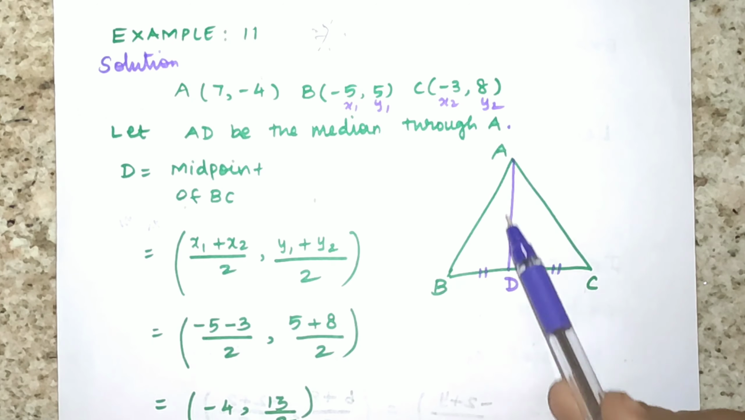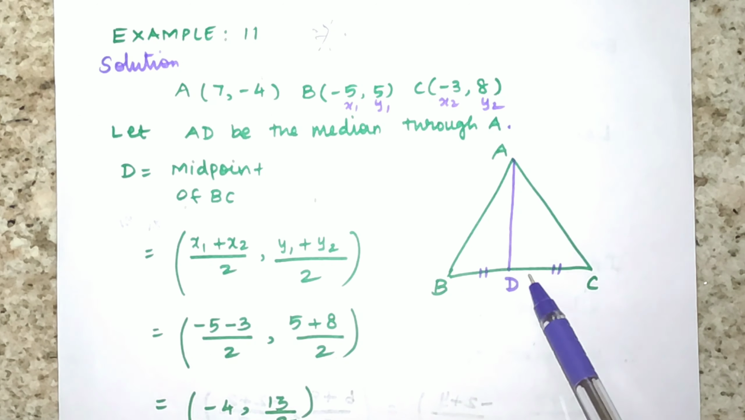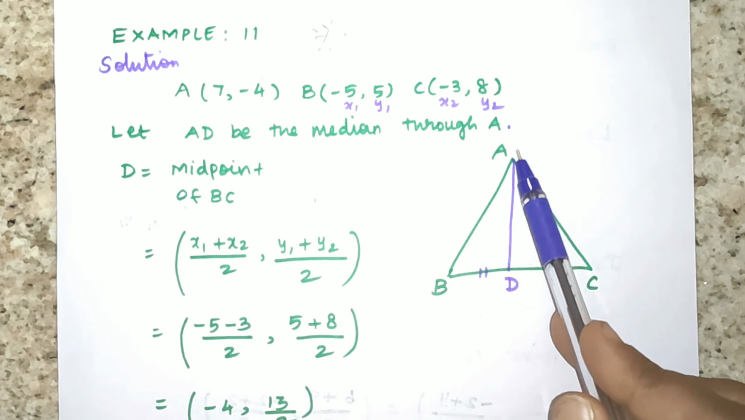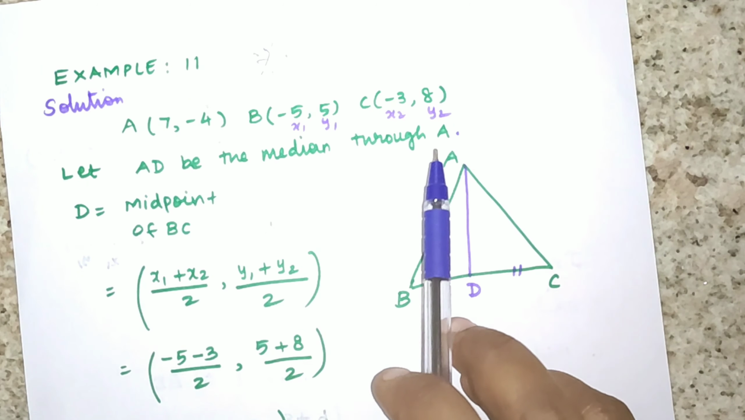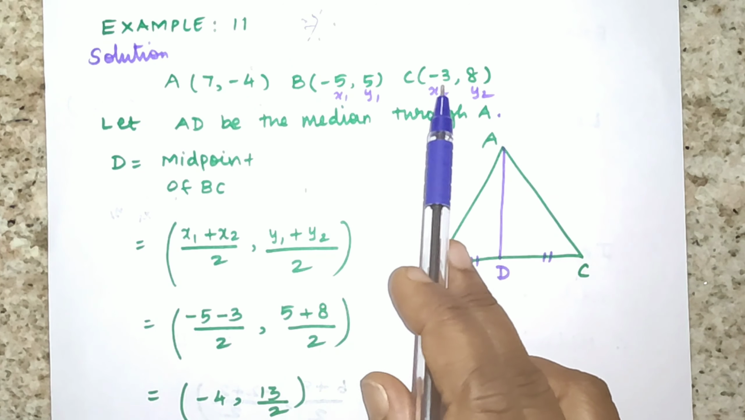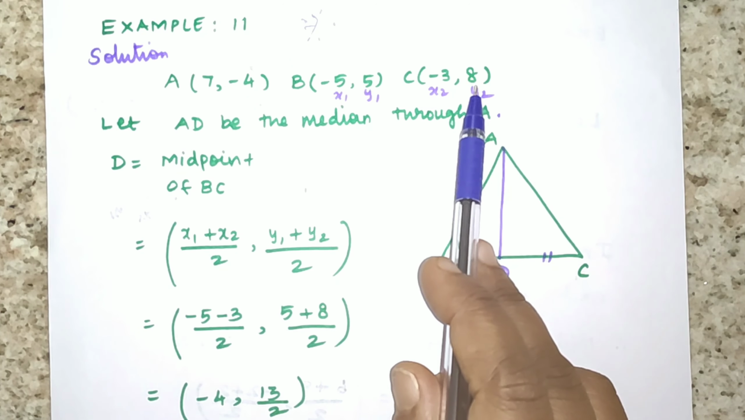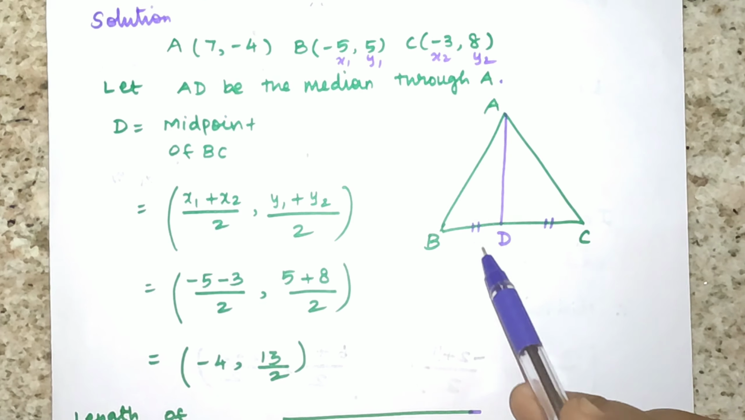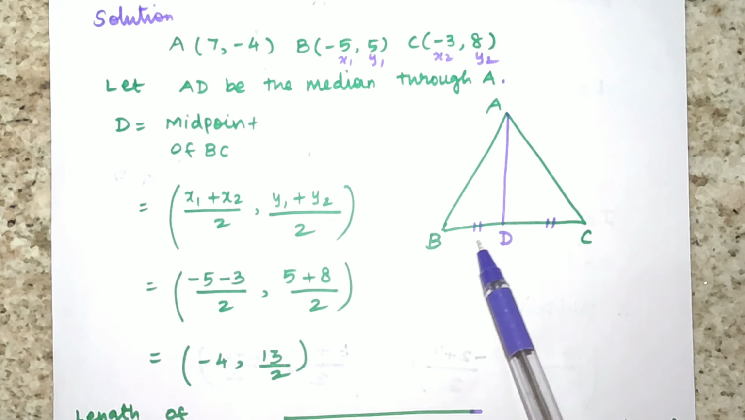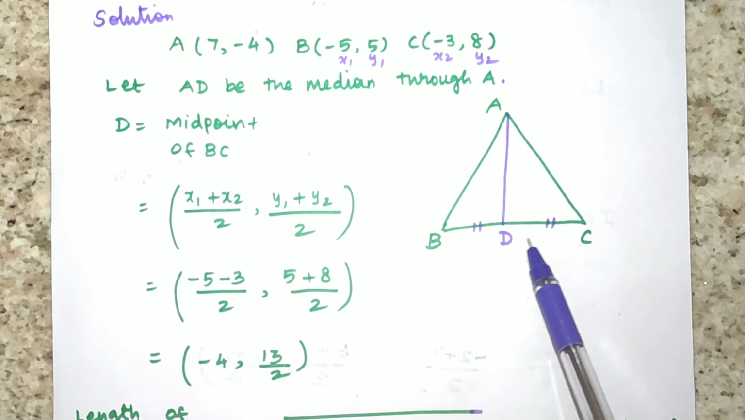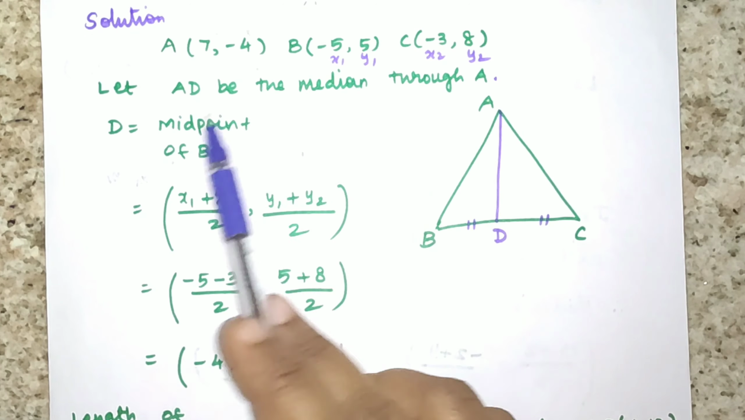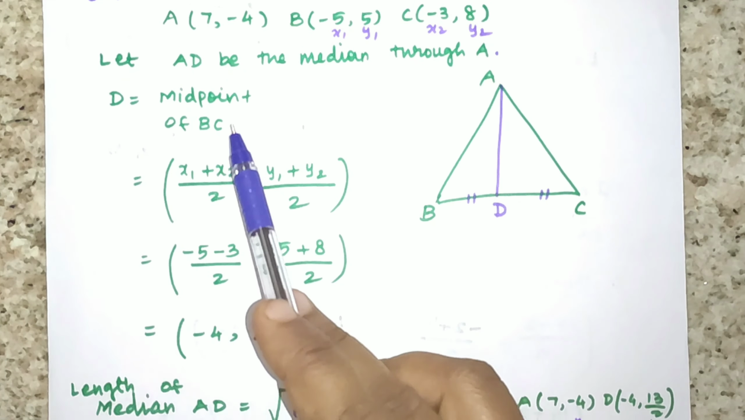What is the opposite side of A, B, C? The line joining the vertex and the midpoint of the opposite side is nothing but the median. So in this sum, A is (7, -4), B is (-5, 5), C is (-3, 8). So AD median means D is nothing but a midpoint, the midpoint of BC. So let AD be the median through A. So D is equal to the midpoint of BC.